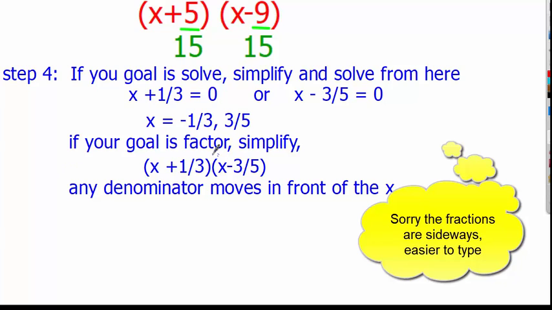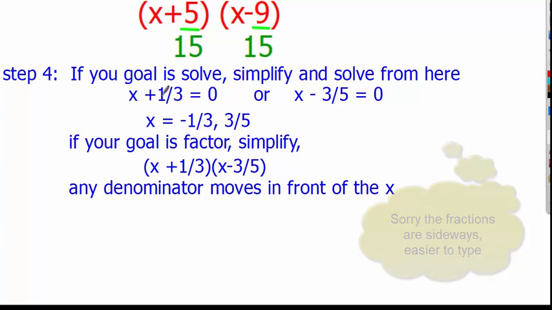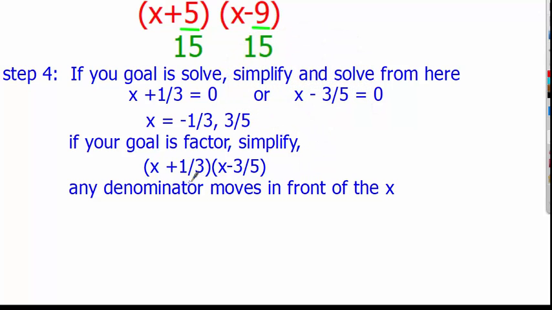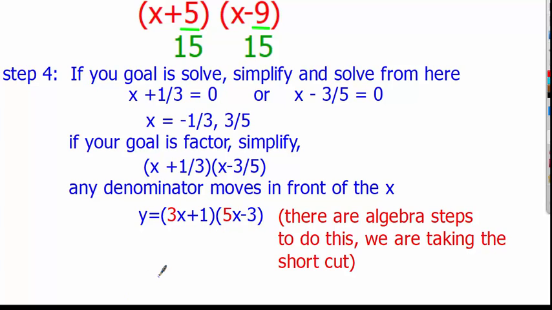If my goal is factoring, I still simplify, but instead of writing them equal to 0, I write them as factors. Now, the only thing is if I multiplied this out, I actually wouldn't get my original problem, which had a 15 in front of the x. So what I do is I take the denominator and I move it to the front, just the denominators. This is what it looks like.